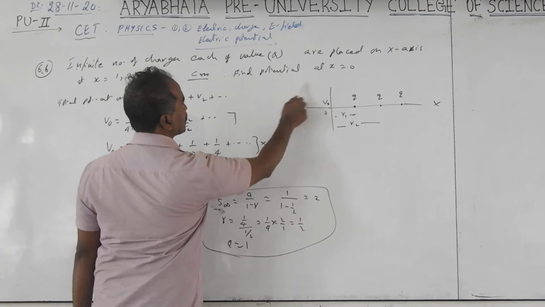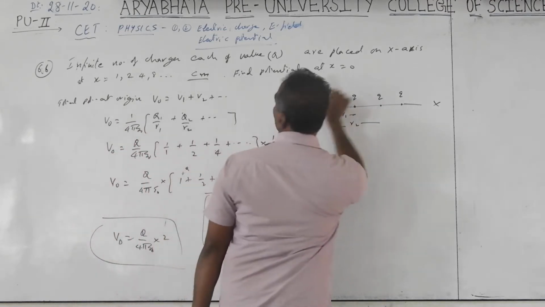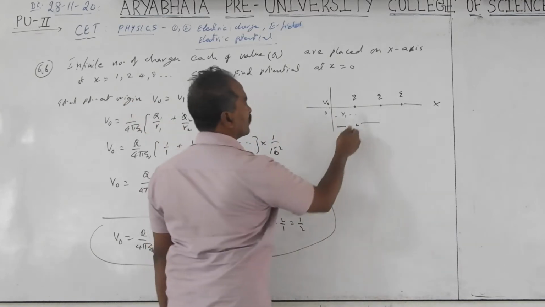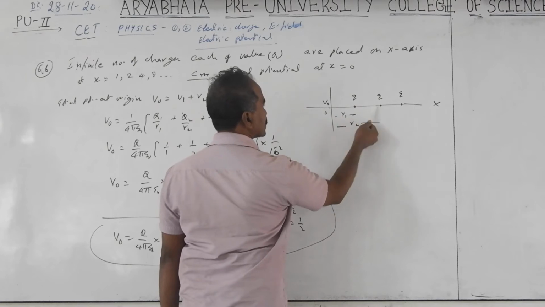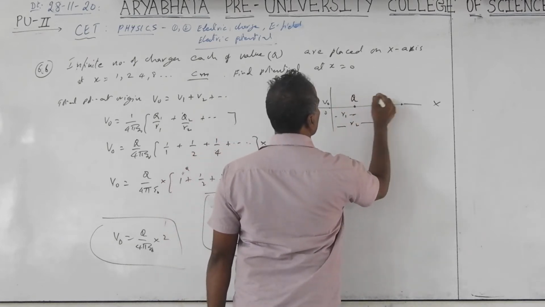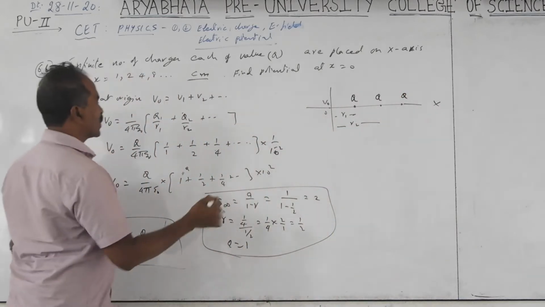Next, find the potential at x equal to 0, meaning at the origin. All positions are given on the positive side only. All distances are kept like this. Then the potential at this point because of the first charge, second charge and so on are given as capital Q's. Follow the same symbols and approach: R1, R2 and so on.